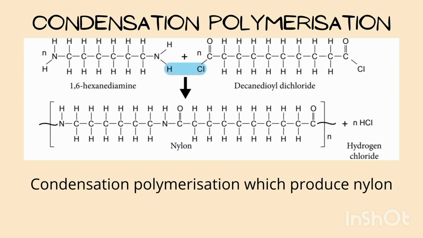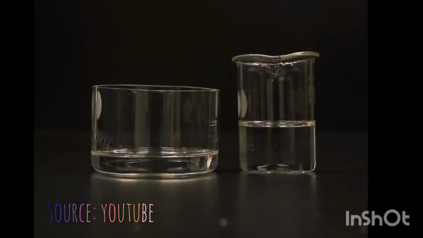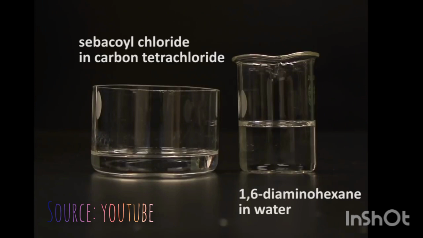This is the condensation polymerization which produces nylon. When 1,6-hexanediamine and decanedioyl dichloride are combined together, then it becomes nylon as a polymer and also hydrogen chloride molecules. This is the process of producing nylon.